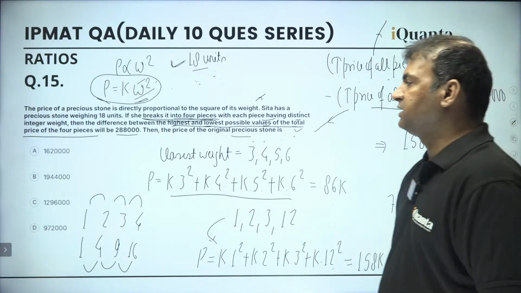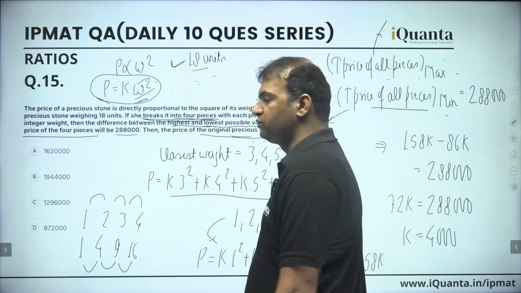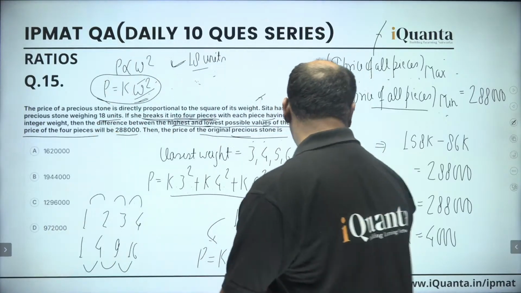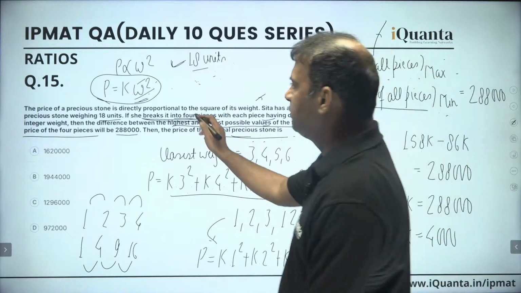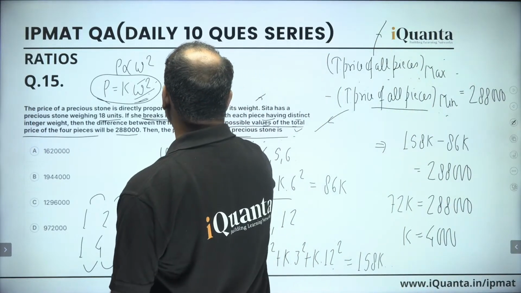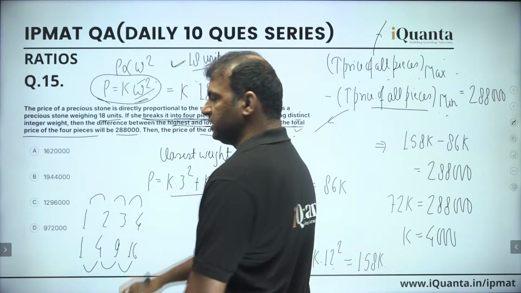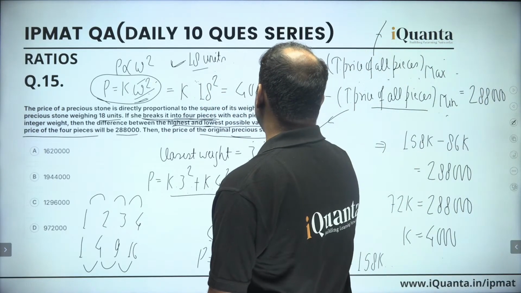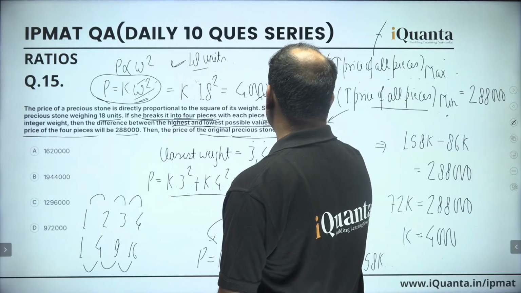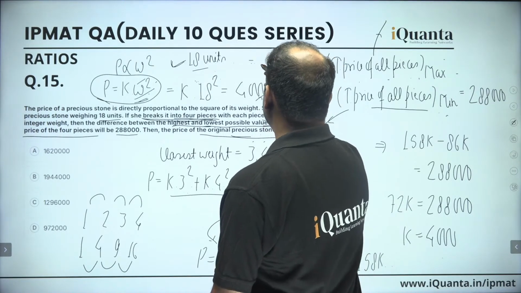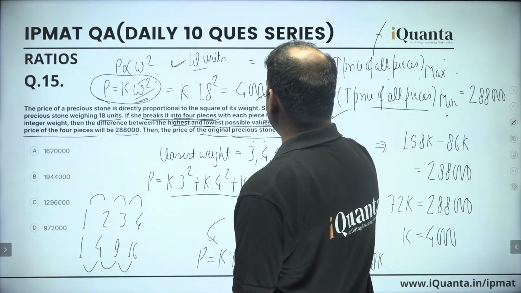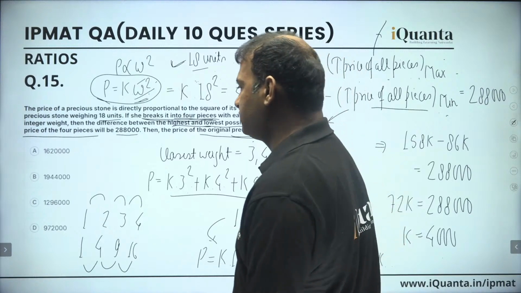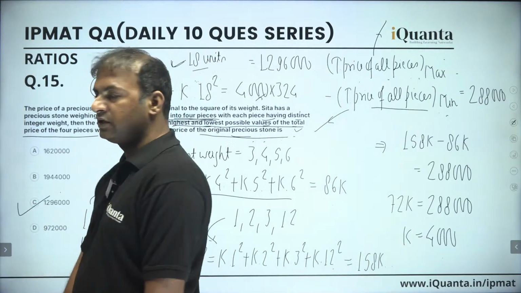Now they're asking the price of the original precious stone. So guys, the precious stone originally is of 18 units. So what should be the original price? The original price we can write here is k into 18 squared, because the original weight was 18, right? Now the value of k is 4,000. Let's put it here. 4,000, 18 squared is 324, right? So 324 into 4,000, 324 fours are 1296 and then 3 more zeros. So 1296,000. Option C is the best option, right?